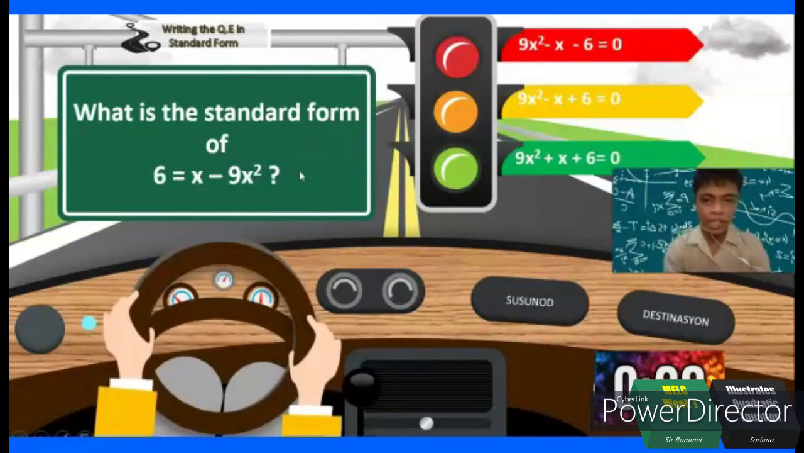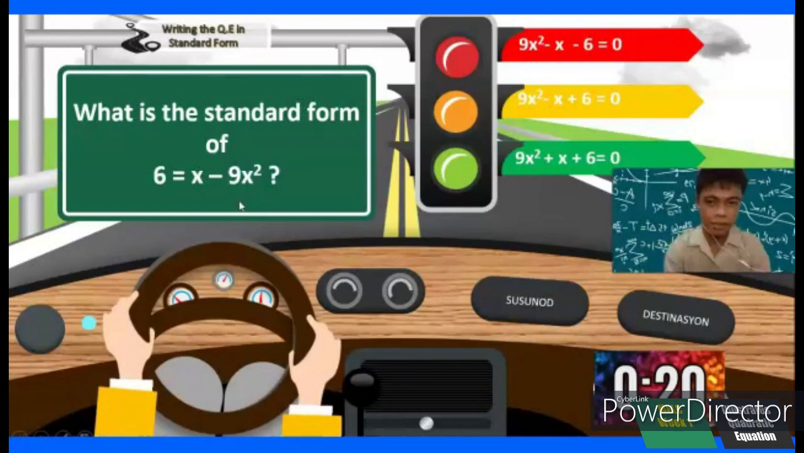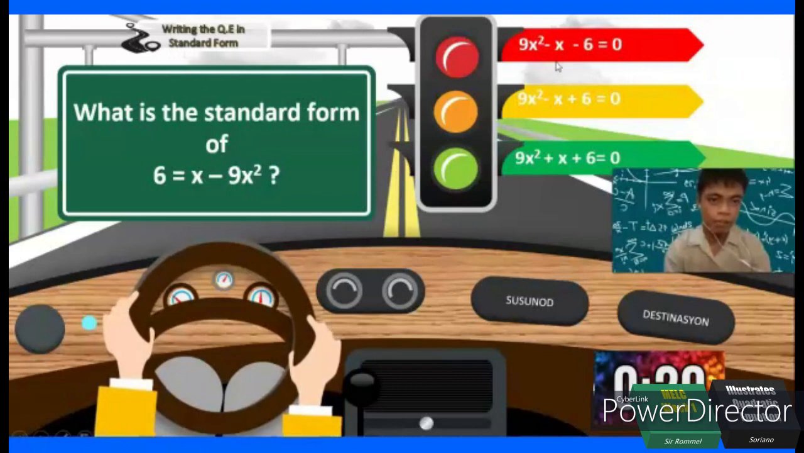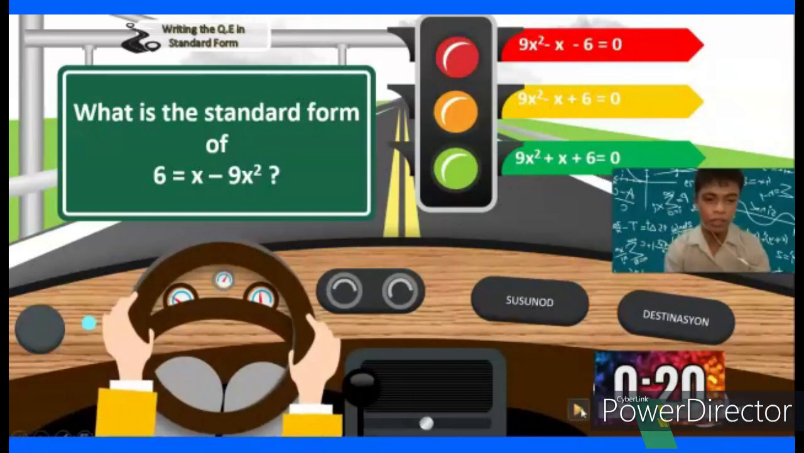What is the standard form of 6 equals x minus 9x squared? Sa red ba? 9x squared minus x minus 6 equals 0. Yellow ba? 9x squared minus x plus 6 equals 0. Or sa green, 9x squared plus x plus 6 equals 0. Go!